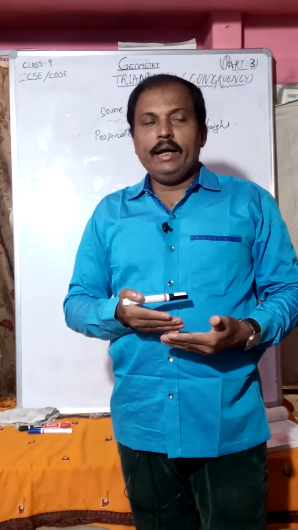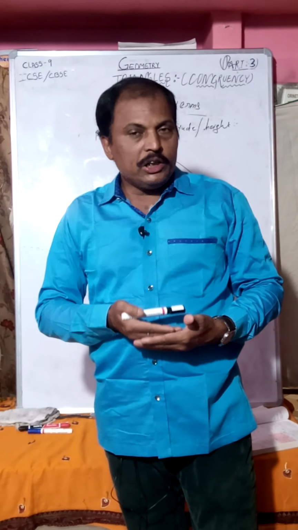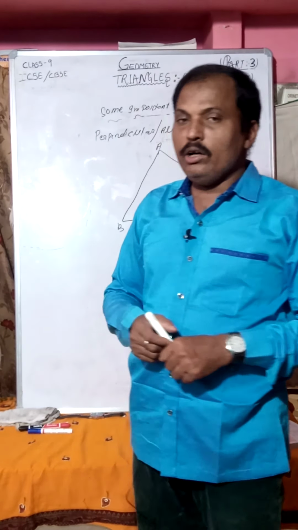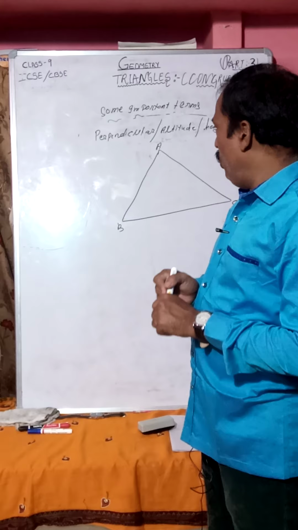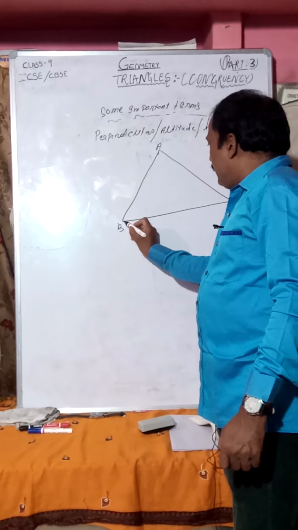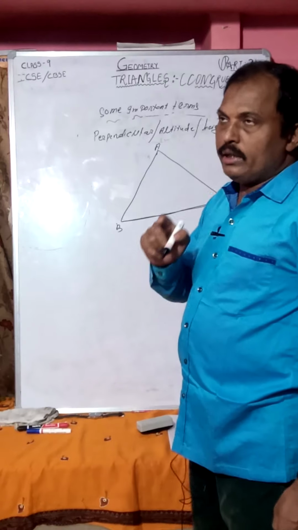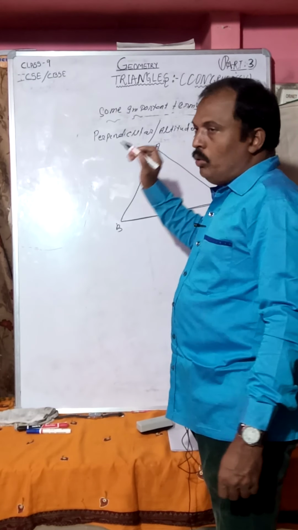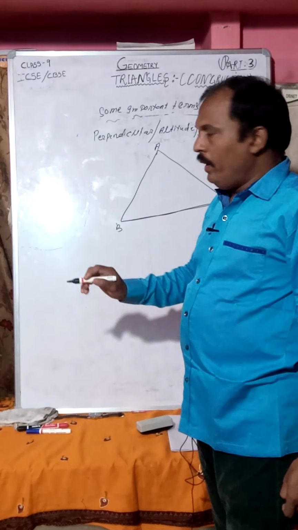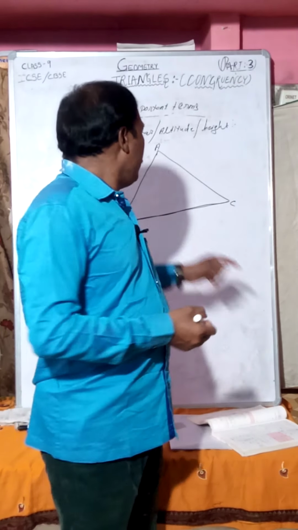Just before, we did the median of the triangle, and now we will discuss the perpendicular or altitude of a triangle. What is the altitude of the triangle? Look, here A is the vertex of the triangle. This is the opposite side, that is BC is opposite to angle A, AC is the opposite side to angle B, and AB is the opposite side of angle C.